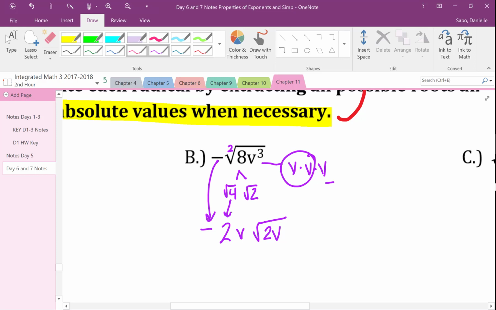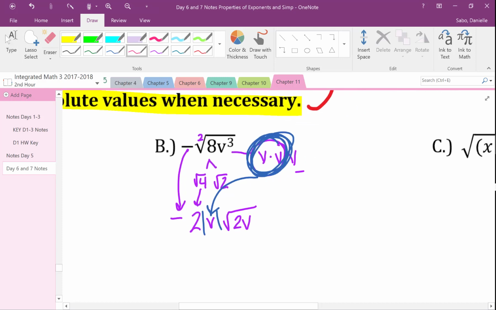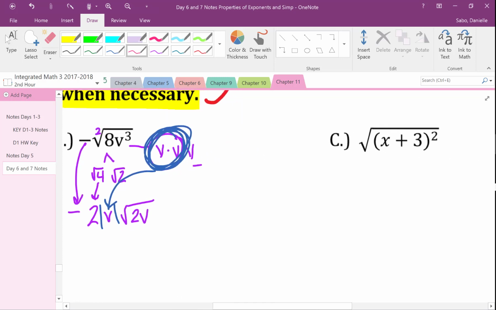Question, yes? I'm getting in the habit of doing the same thing with the variables, like the v. Yes. I'm missing something. What am I missing? Absolute values. Where? On what? Because I have one group of v that comes out. Okay? Yep. It's okay. We're going to keep trying it.